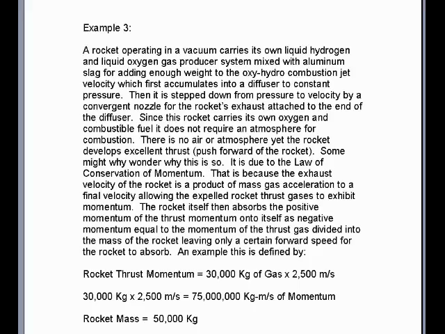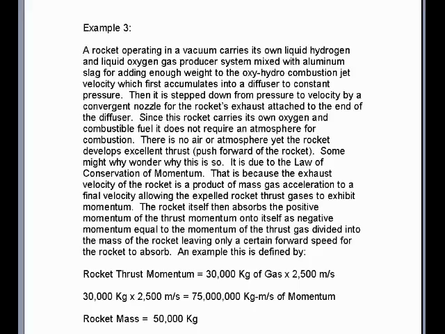Since this rocket carries its own oxygen and combustible fuel, it does not require an atmosphere for combustion. There is no air or atmosphere, yet the rocket develops excellent thrust, the push forward of the rocket. Some might wonder why this is so. It is due to the law of conservation of momentum. That is because the exhaust velocity of the rocket is a product of mass gas acceleration to a final velocity, allowing the expelled rocket thrust gases to exhibit momentum.